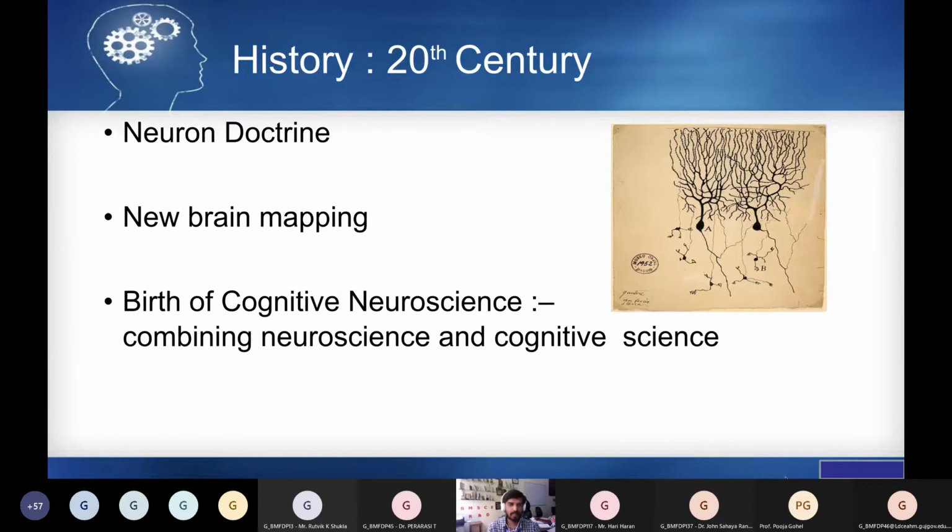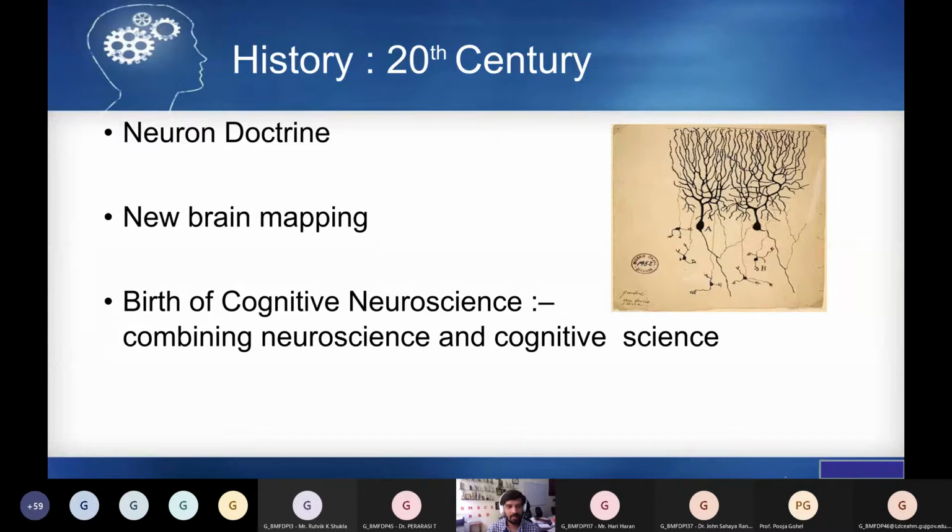Then came the 20th century, a new concept known as neuron doctrine, which means each of the neurons, this was done in 1952 or something. So how each neuron contributes to the brain activity, that they called neuron doctrine. So it's not about one single organ which is working, though the brain is one single organ, but inside it there are multiple subsystems and neurons which are actually trying to work. Then they came up with revised brain mapping or new brain mapping techniques to correlate how the structural as well as functional part of the imaging of the brain can happen.